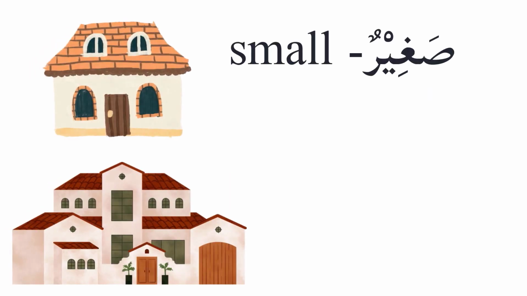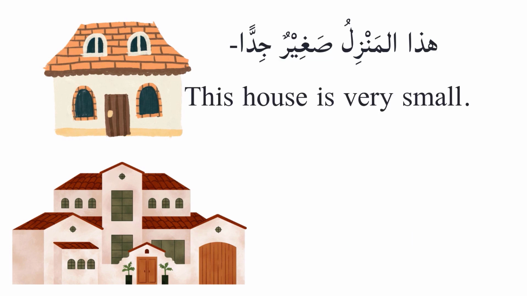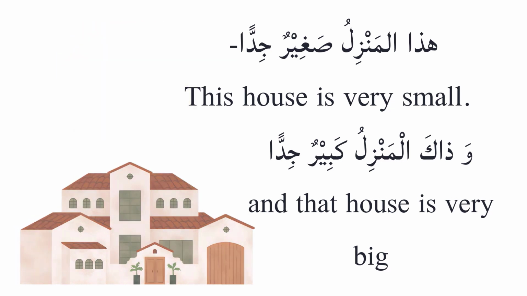صغير in Arabic means small and كبير means big. هذا المنزل صغير جدا. This building is very small. جدا in Arabic is used for very. As you can see, جدا comes at the end of the sentence. وذاك المنزل كبير جدا. And that house is very big.